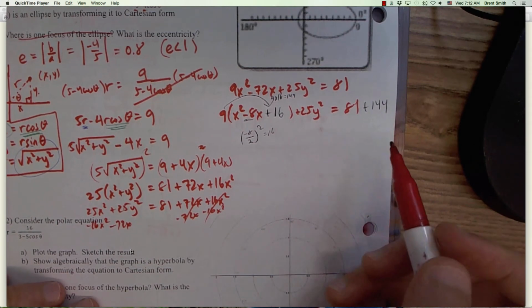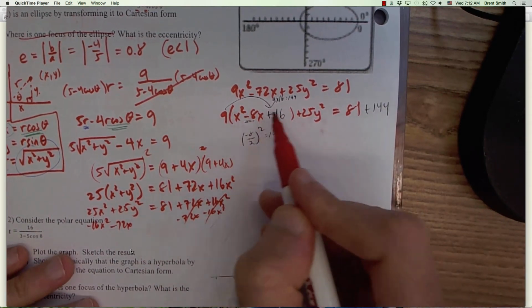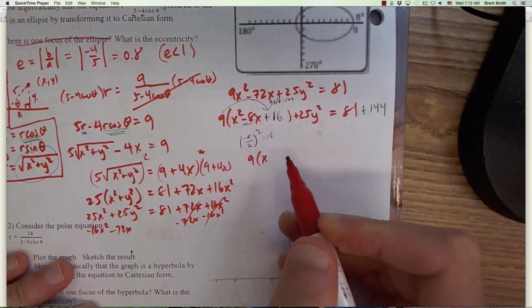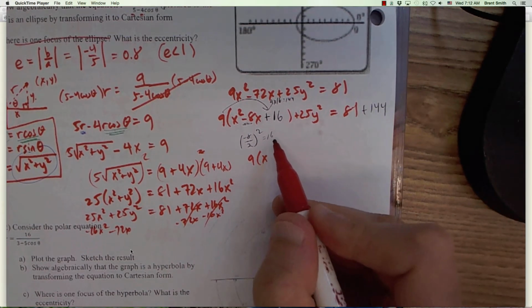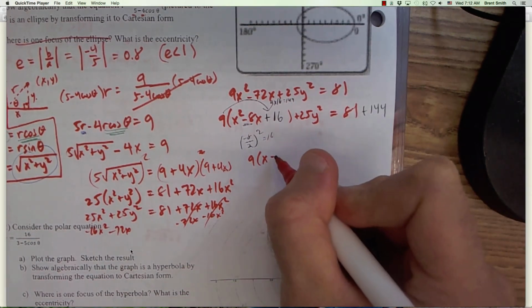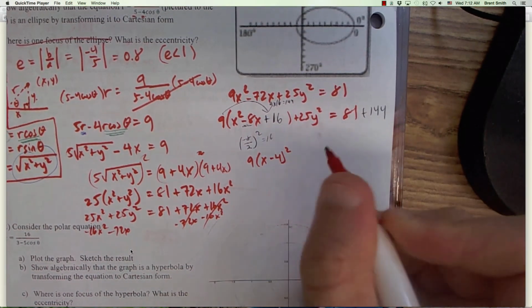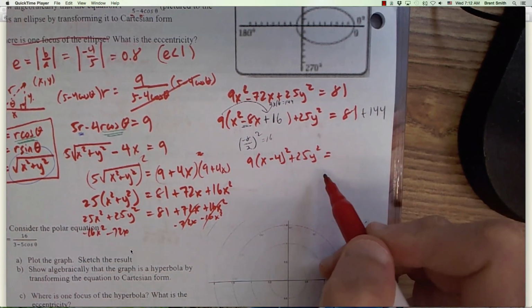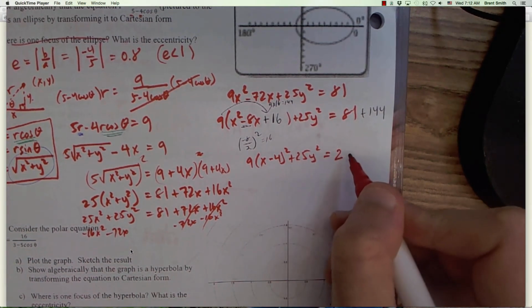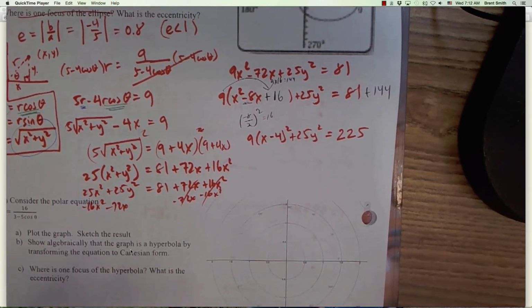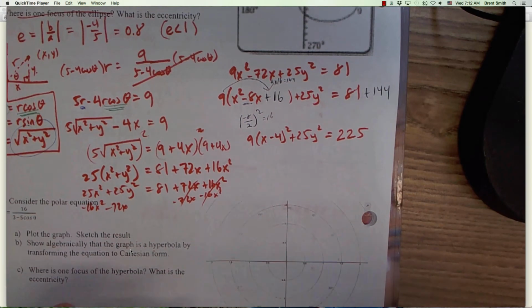Okay, so now after completing the square, I've got this. This is a perfect square trinomial. I've got 9 times x, let's see, x plus 4 times x plus 4. Nope, this is a minus. So it's x minus 4 times x minus 4. So it's x minus 4 squared plus 25y squared equals, I just look at this, and that's 225. Almost done.